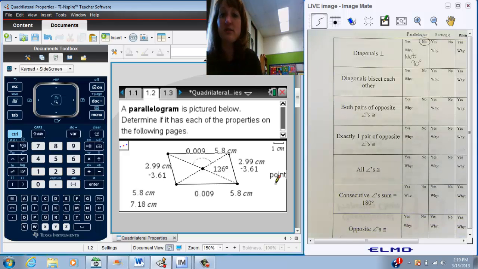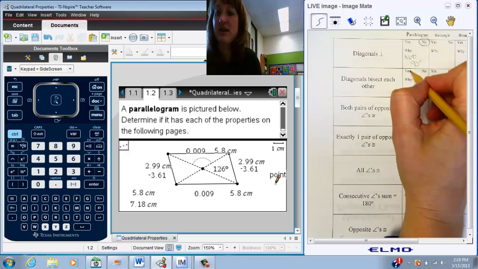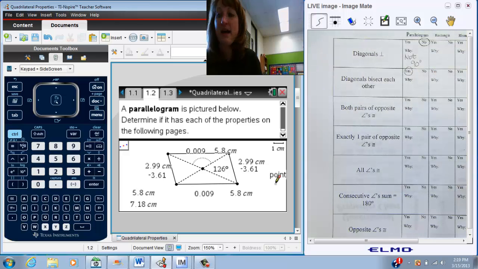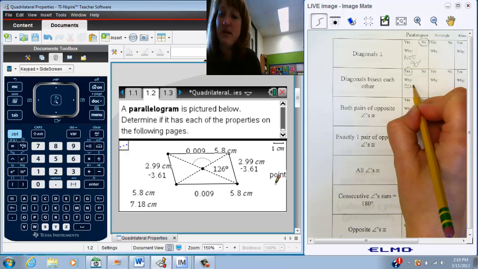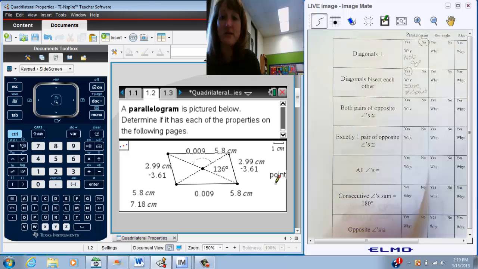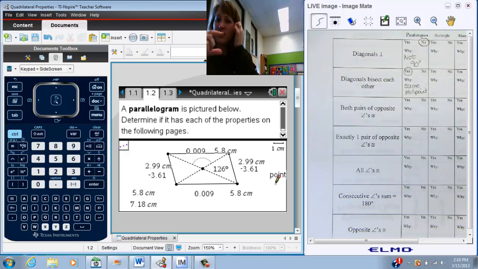So back to our chart, do the diagonals bisect each other? Yes. And why? Because they have the same midpoint. Now, if you did another test, that's fine. Your reason might be different. If you measured the length of all the pieces, then you would say yes, because the diagonals are broken into equal pieces or something like that.